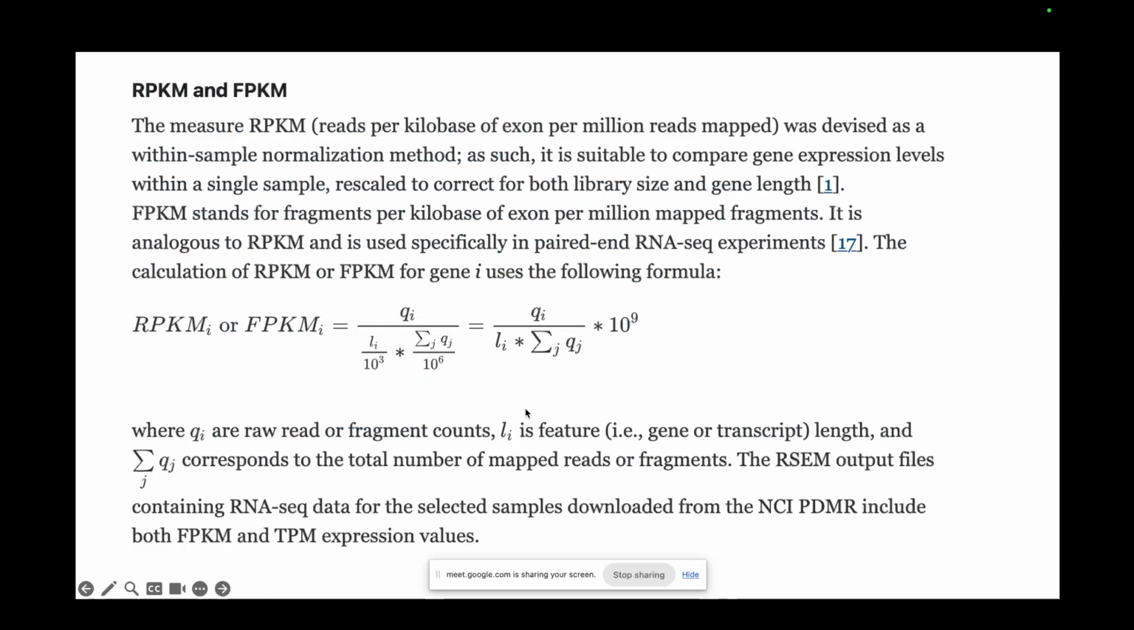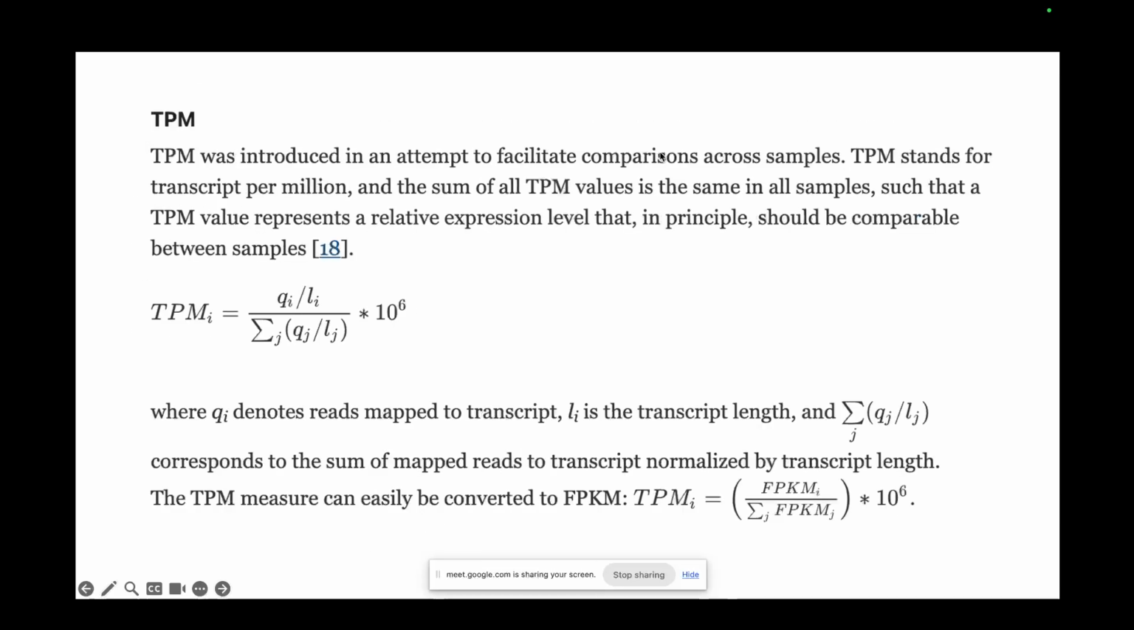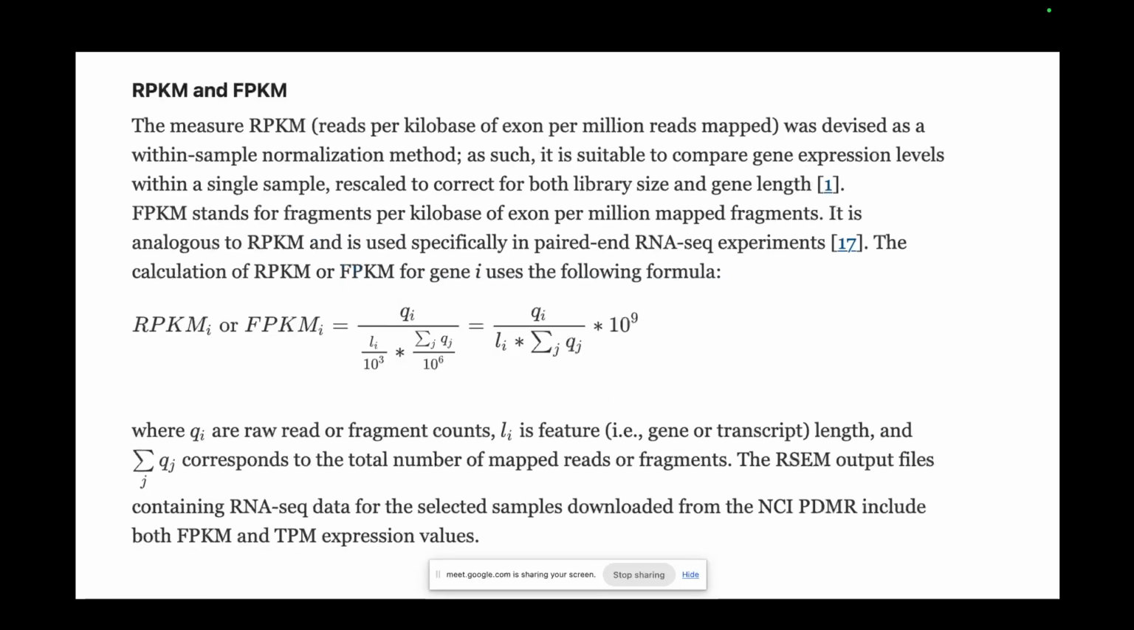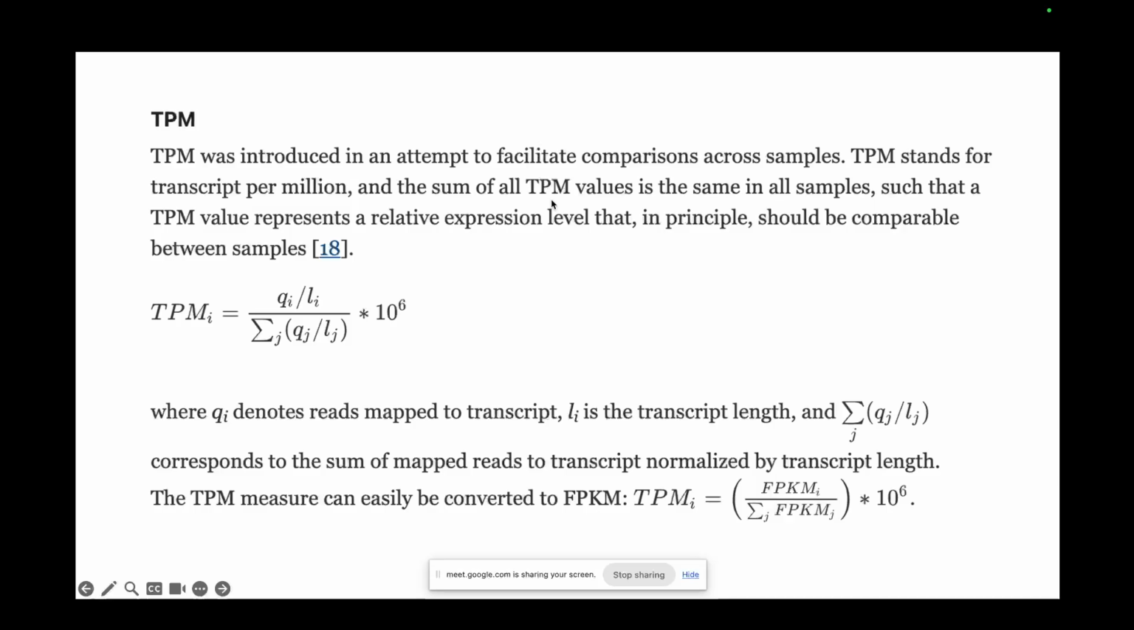Again, I'll not go into much detail of these quantities, but you have these two particular formulas to quantify in terms of per kilobase of exon per million reads mapped. So this is the normalization. You first normalize by the number of exons, then the length of the exon, and then you quantify it in terms of million reads mapped, right?